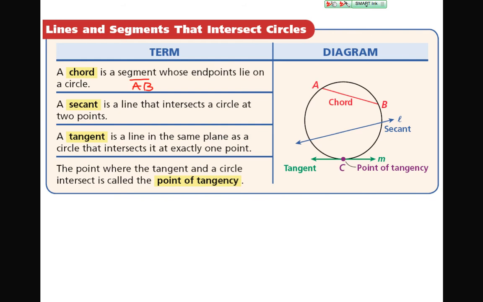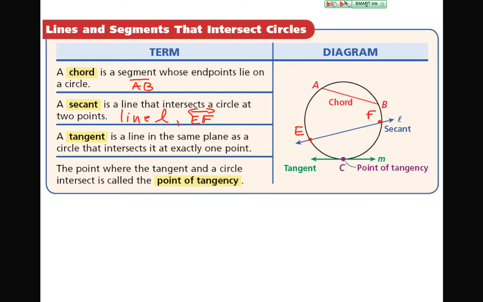A secant. A secant is a line. We have to use the line symbol with the arrows on it. Or remember how we could use just the script letter L to represent a line? A secant is a line that intersects a circle at 2 points. Now the secant in this picture is line L. If I put a name, let's say this is point E and this is point F, now I could use a different symbolism, line EF. So line EF or line L, depending upon which thing you're using to name it.